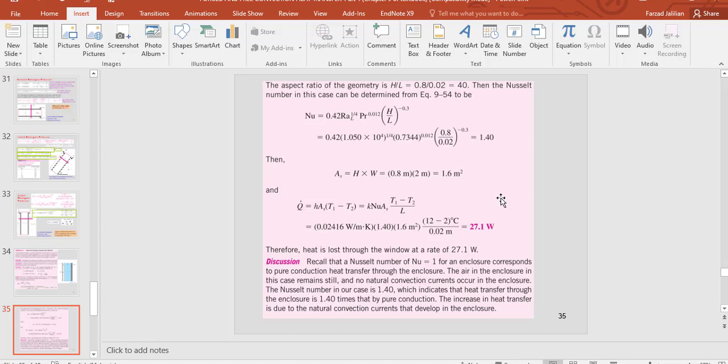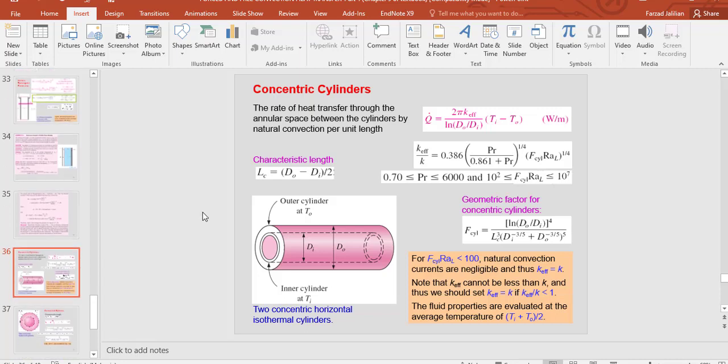Okay, so in this example you can see how you can use this equation to find the Nusselt number for a rectangular enclosure. For other enclosures also you should check the conditions, then find the Nusselt number, and finally use this equation to find the rate of heat transfer. Okay, now let's see for other geometries how we can find the rate of heat transfer.